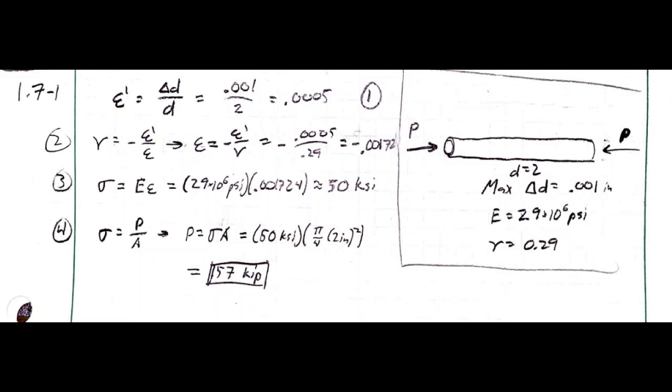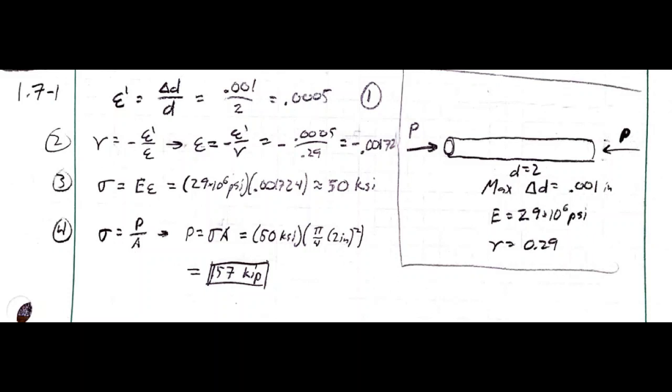Okay, moving on to problem number 2, which is 1.7-1. We have another bar, and this time it is being compressed, and it's used in a crane, and because of the way it's built, there's a limit on how wide this bar can get. It starts with a diameter of 2, and the diameter can't end up being more than 2.001, which means the change in diameter, as you can see in the box on the right, has to be at maximum 0.001.